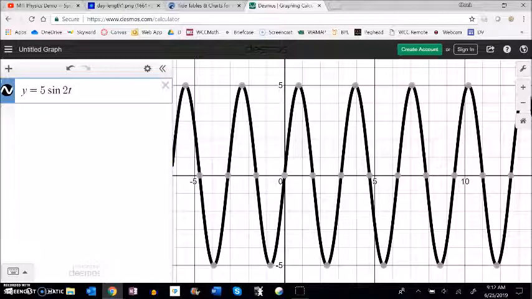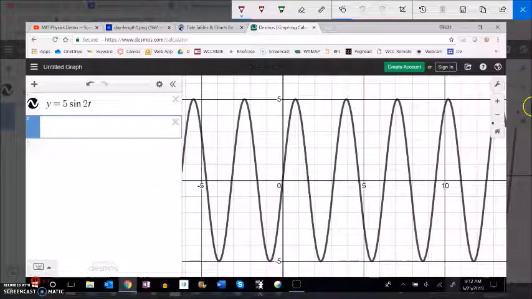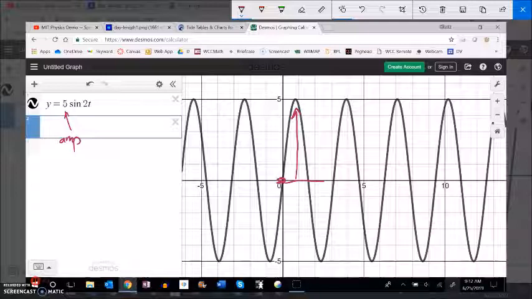That would look like this. We can notice a couple things about this. I'm going to pull this over to here so I can write on it. I know that the amplitude is 5. So in other words, this displacement from the midline to here is 5.